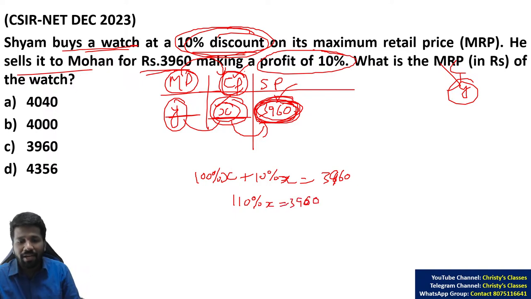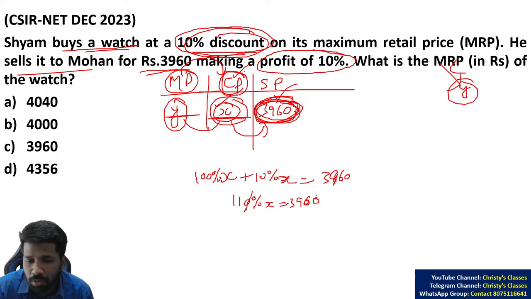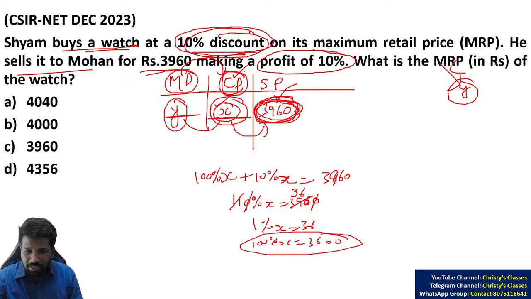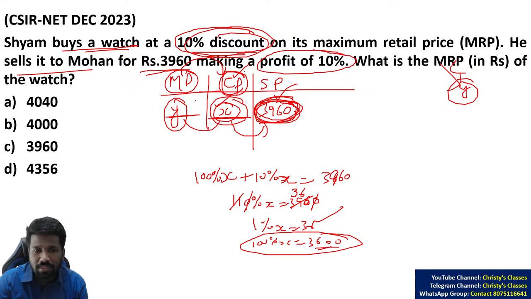In the percentage and arithmetic class, I teach how to solve this without writing steps like X by 100 into total. You don't need all that. You can just cancel it here itself and say this is 36. 1% is 36, which means 100% of X is equal to 3600. Again, this technique we are learning in the percentage chapter. So 100% of X is 3600, which means his cost price, or his investment on this product, is 3600. The value of X is 3600.